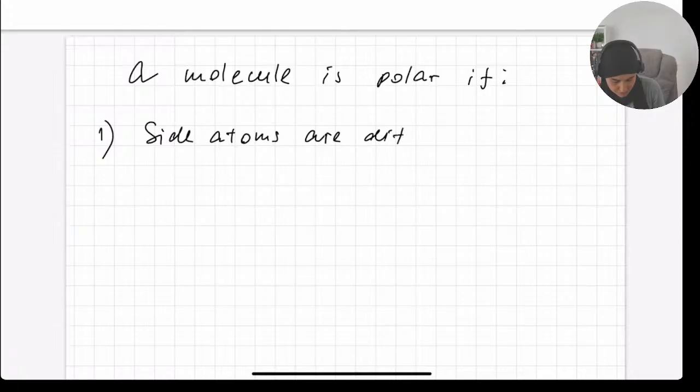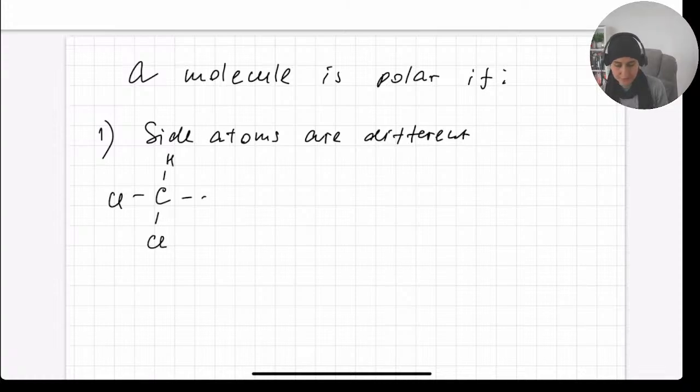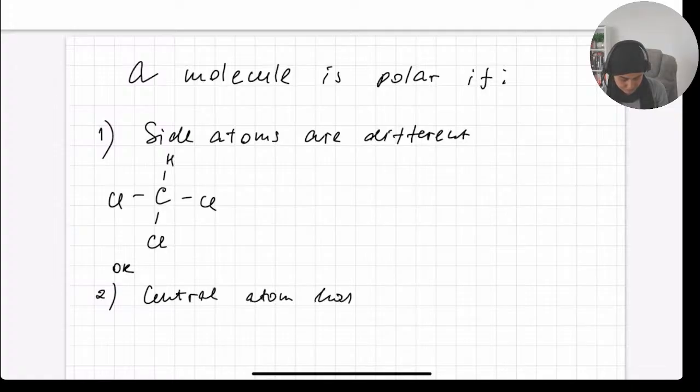For example, if you have something like CHCl3, that would be a polar molecule because the side atoms are not the same. It has H and Cl's. Or, it doesn't have to be at the same time, a molecule is polar if the central atom has a lone pair. If the central atom has a lone pair, most likely the molecule would be polar. Not always, guys, there are exceptions, but for SL students, that works. So if you're an SL student, you can use that, again as an unofficial way to find out the polarity.